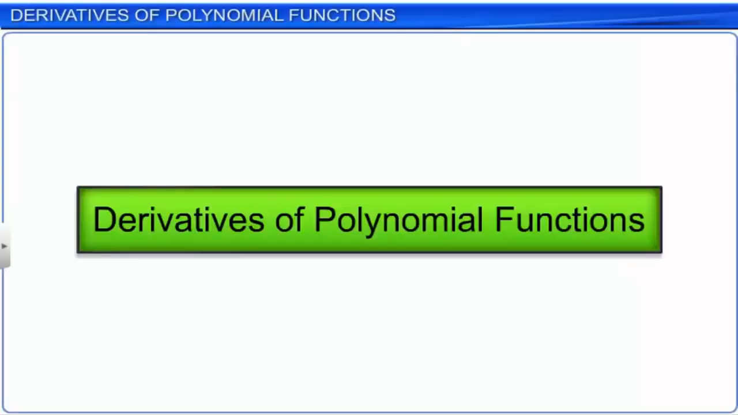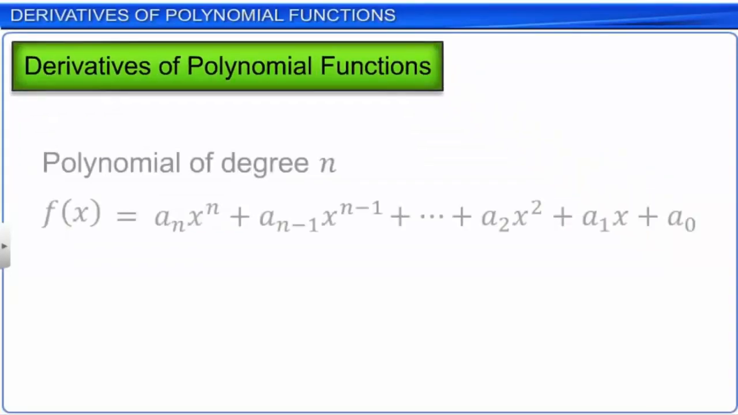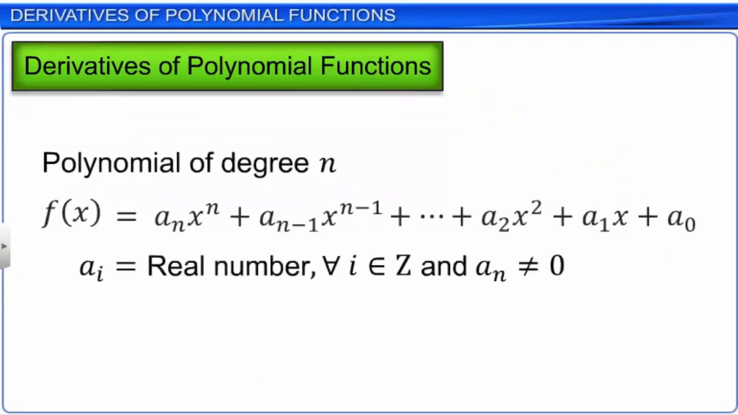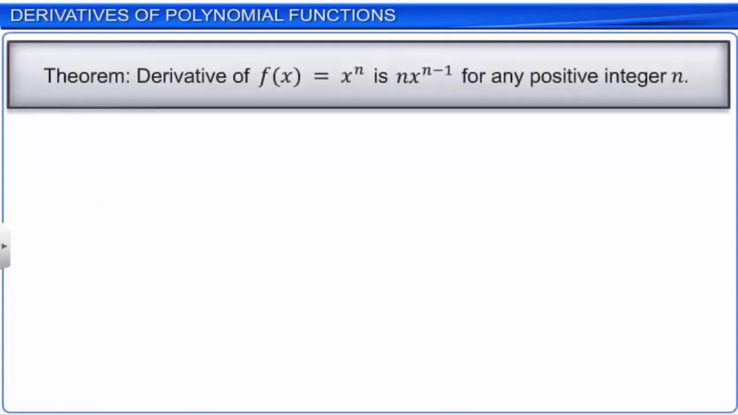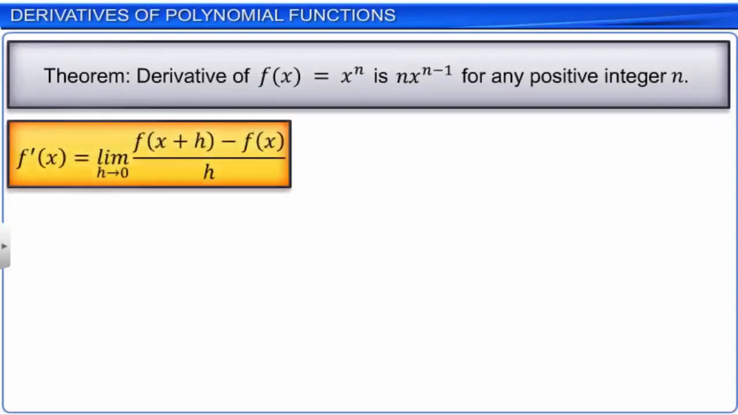Often, we are required to find the derivatives of polynomial functions. A polynomial of degree n is as shown. We can observe that the polynomial consists of the variable x raised to various powers of n. We will see a theorem about the derivative of x power n. We will find the derivative of this function using the first principle.